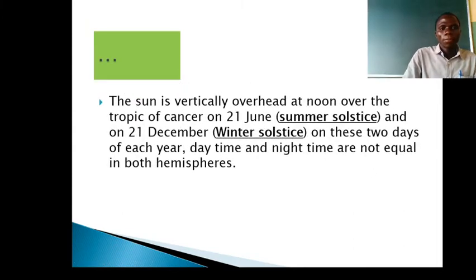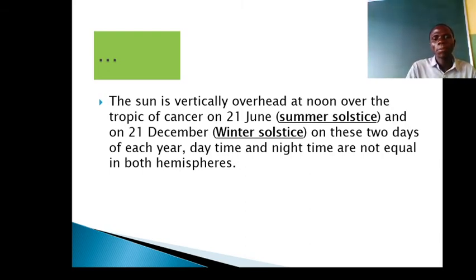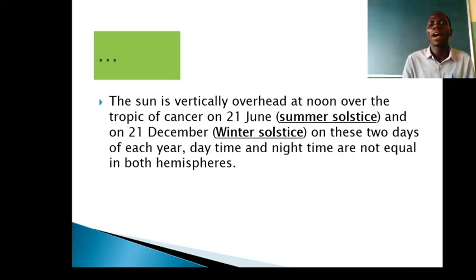On the other hand, when the sun is vertically overhead at noon over the Tropic of Cancer on 21st June, in this period we will experience the summer solstice, and on 21st December also, here we will have the winter solstice. On 21st December, the sun will be over the Tropic of Capricorn. On these 2 days of each year, day and night are not equal in both hemispheres.